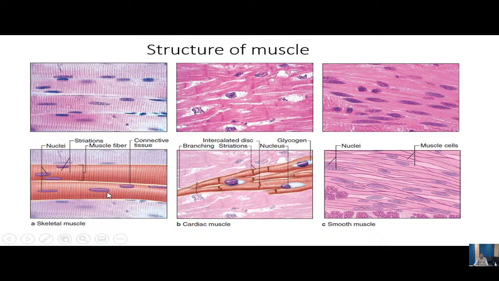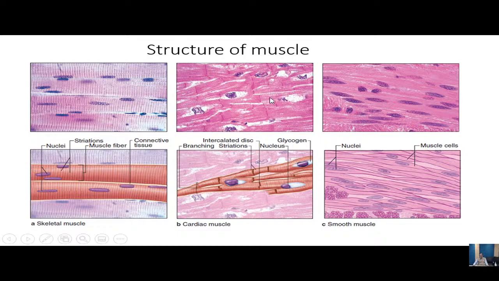Now, you can see over here that these muscle fibers are covered on the outside by connective tissue. So the connective tissue which covers each muscle fiber separately, this is called epimysium. So this is called endomysium. Please excuse my mistake. The connective tissue which covers each of these muscle fibers is called endomysium. So we have seen about skeletal muscle.